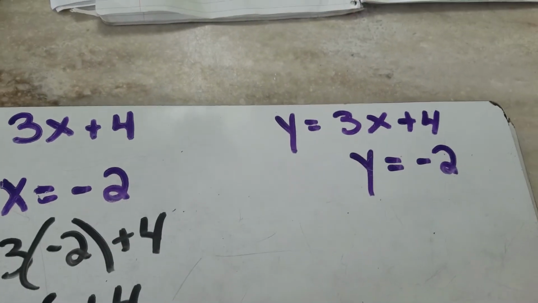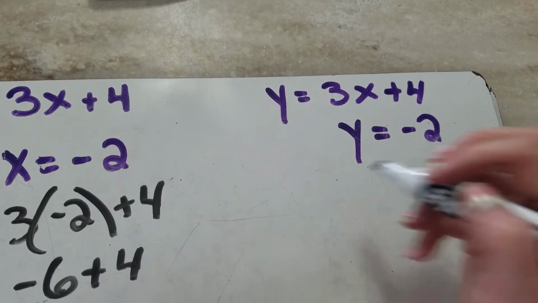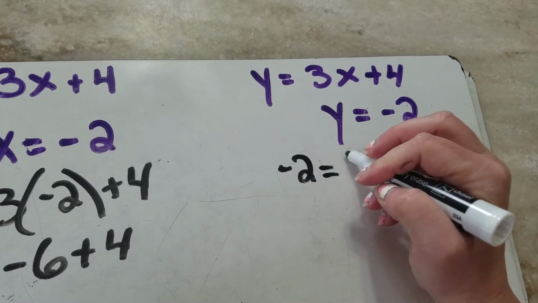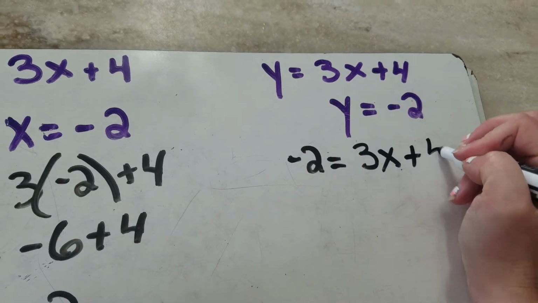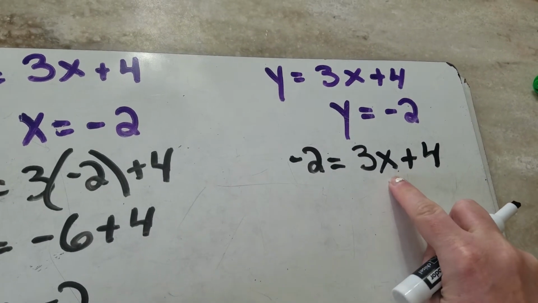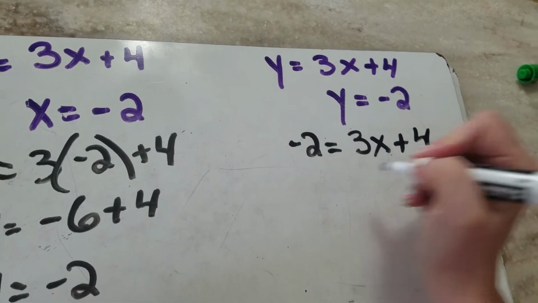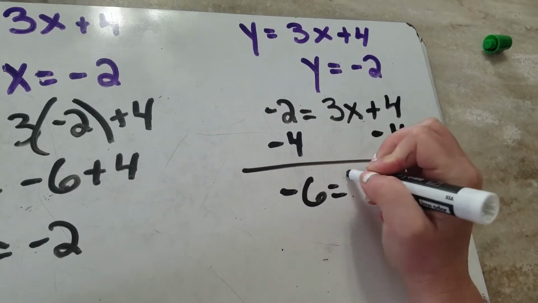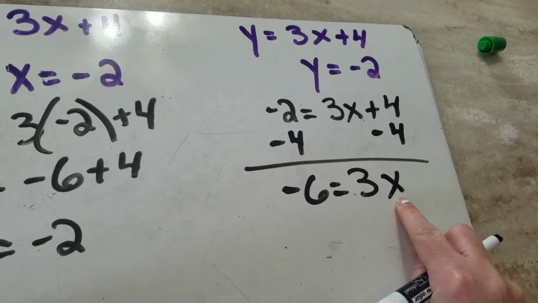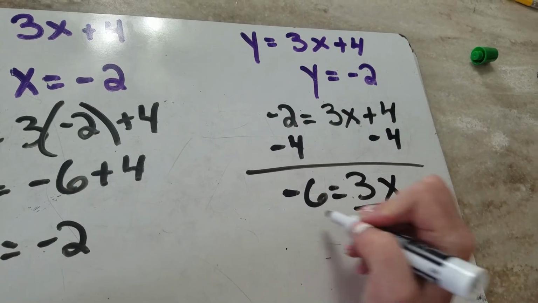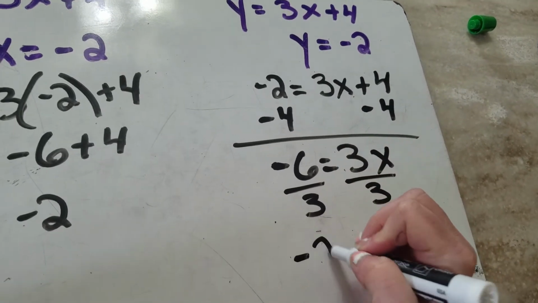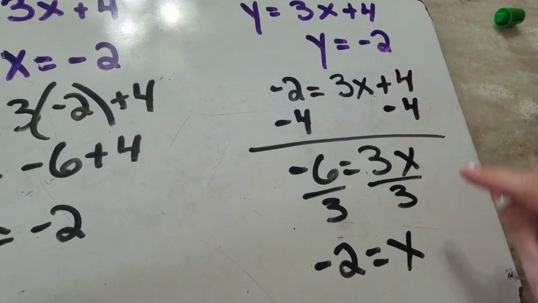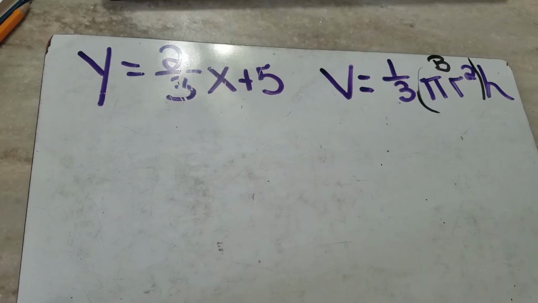In this scenario, you're given the y and you have to solve for x. So y is -2, so -2 is equal to 3x plus 4. Now you're solving backwards to get this x. Subtract 4 from both sides, and I get -6 is equal to 3x. Still have to solve for that x. So the reverse of that becomes -2 is equal to x. So I was given a y, and I have to solve to get the x.